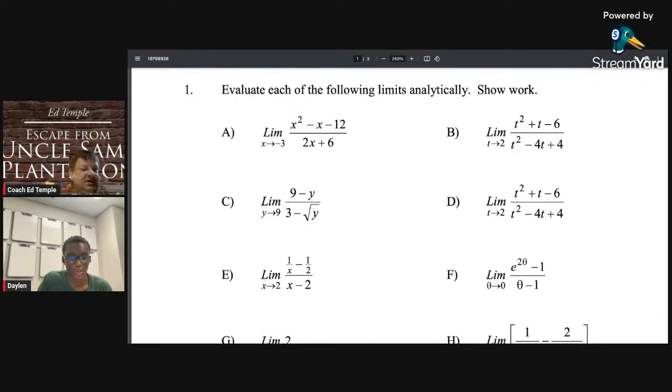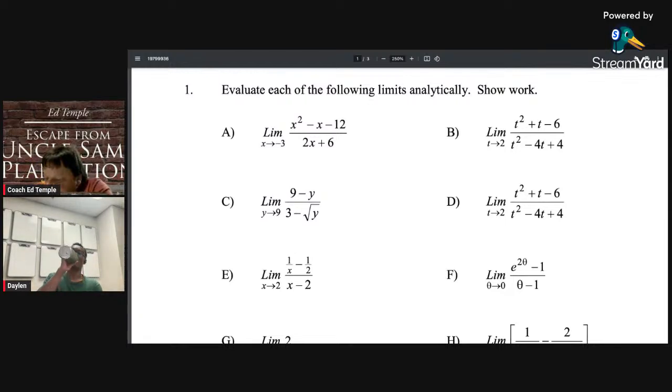Okay, so if x plus 3 is on the top and x plus 3 is on the bottom, you just cancel both of them. Cross them out, and then what's left? x minus 4 over 2. Exactly.